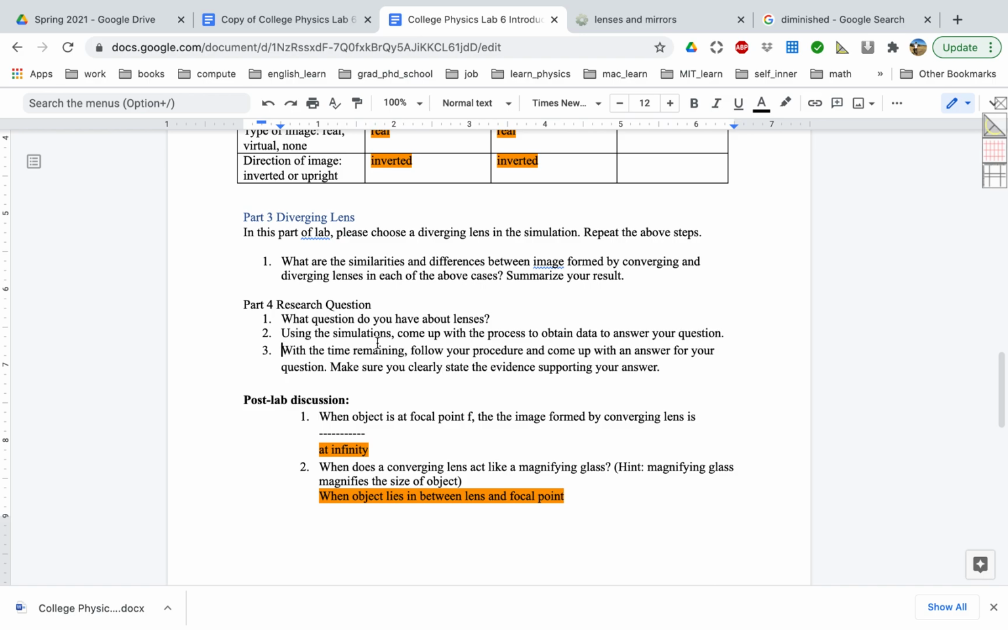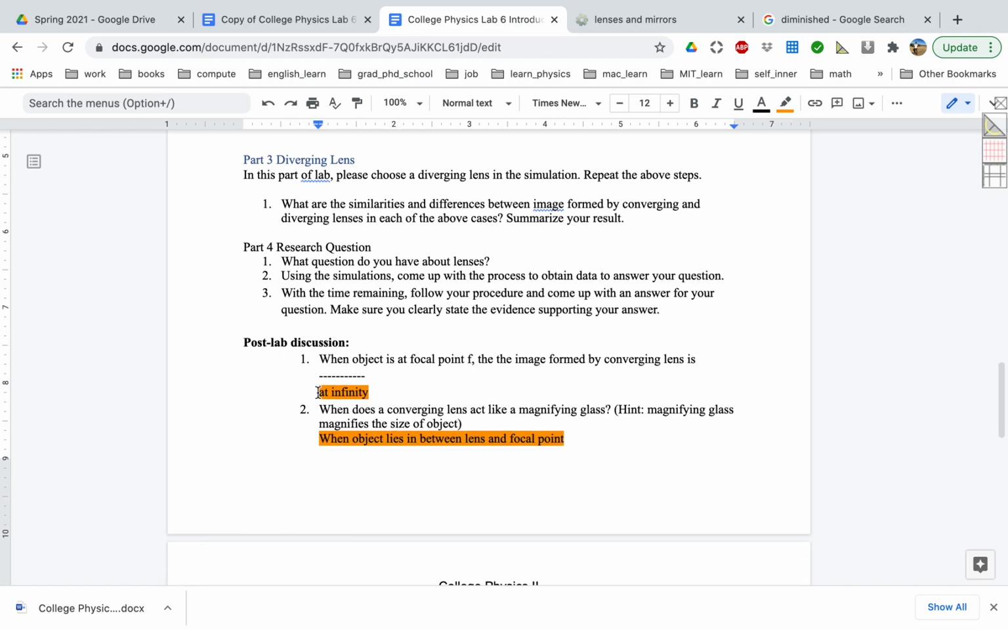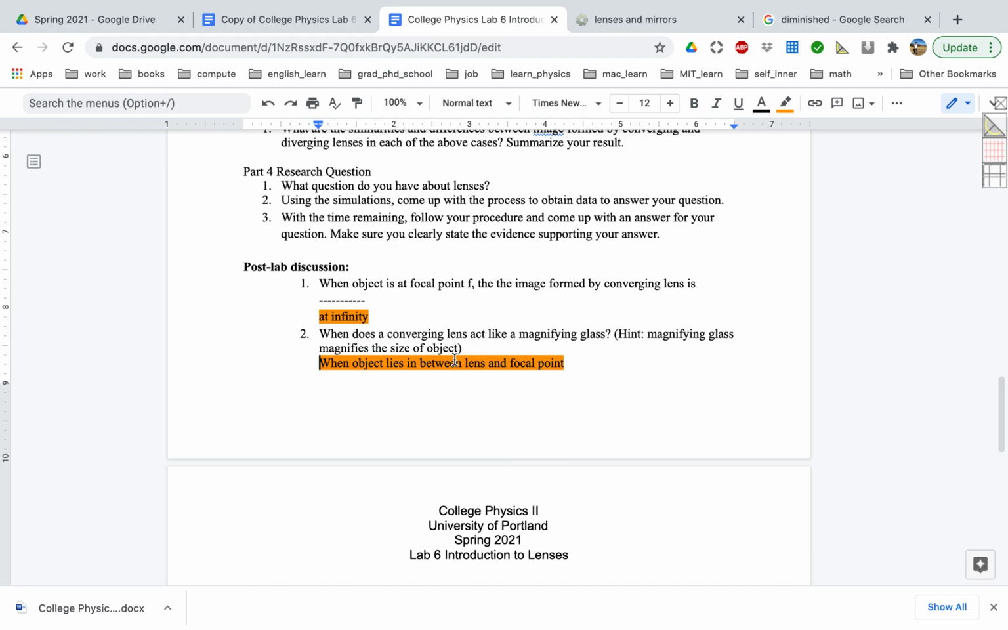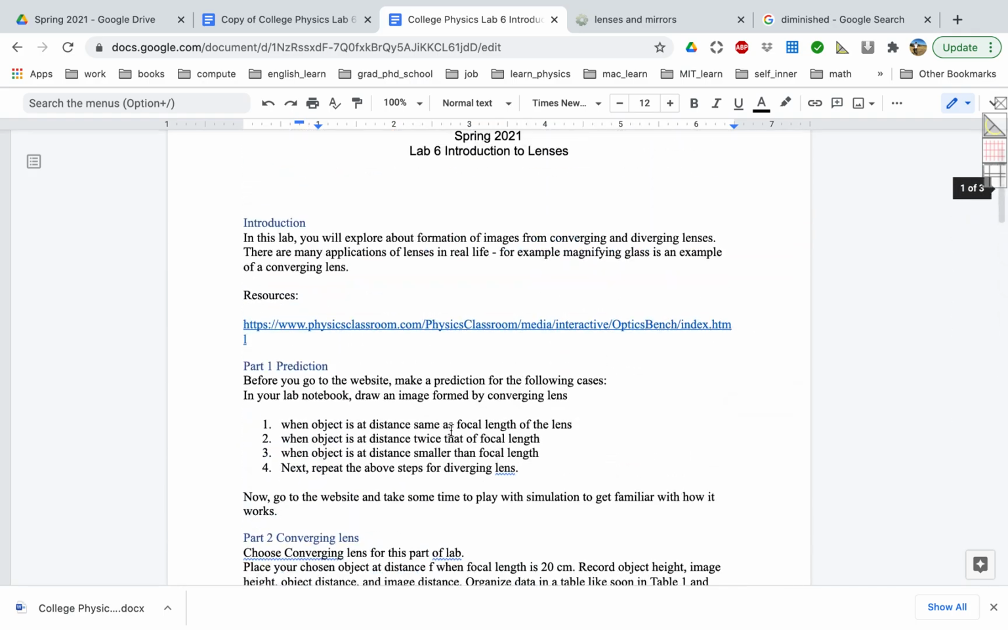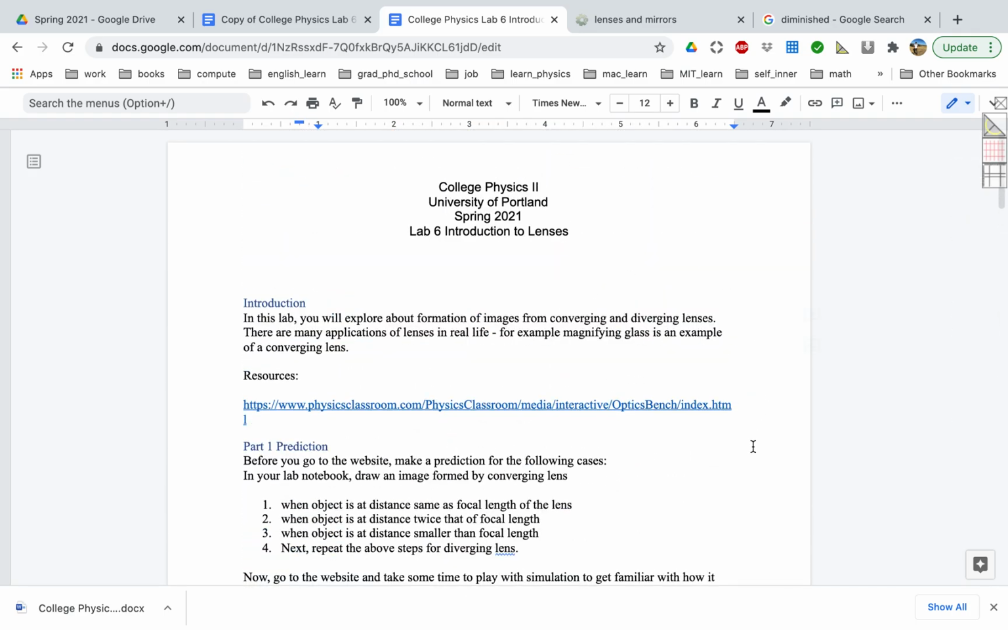Now, with the time remaining, follow your procedure and come up with an answer for your question. Post-lab discussion: when the object is at the focal point f, where is the image formed by a converging lens? Basically, it is formed at infinity. Number 2, when does a converging lens act like a magnifying glass? When the object lies in between the lens and the focal point. And what type of image does a diverging lens form? It forms a virtual image. Okay, so this is about lab 6, introduction to lenses.